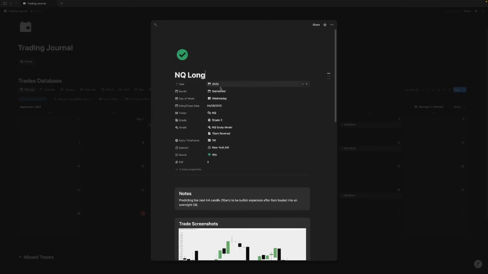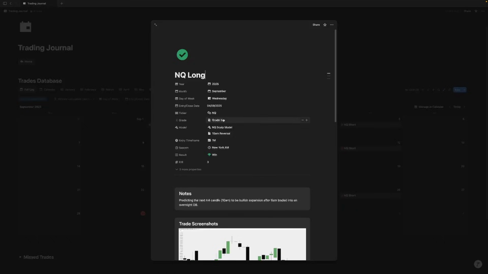So I've got the year, month, day of week, because all of this gives me data on percentages. So what's my win rate? Day of week, and again, no one shows this. This is effective journaling, right? NQ, and then I grade it. Grade 1, grade 2, grade 3, and 4.